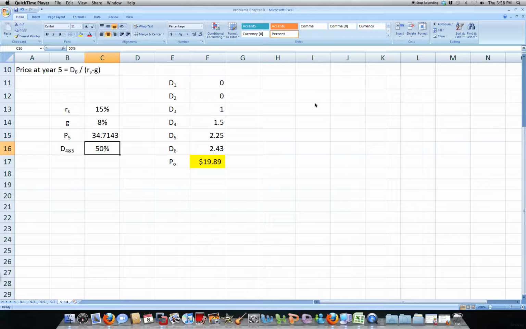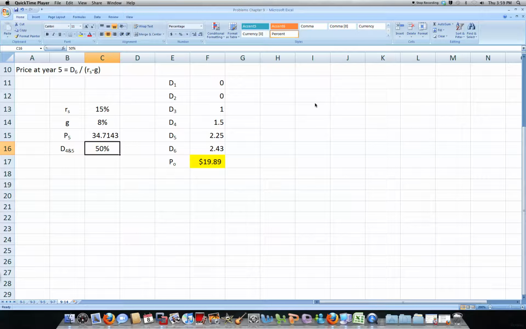Okay, here we go. This is kind of a hard one. 914. Non-constant growth. Microtech Corporation is expanding rapidly and currently needs to retain all its earnings. Hence, it does not pay dividends.